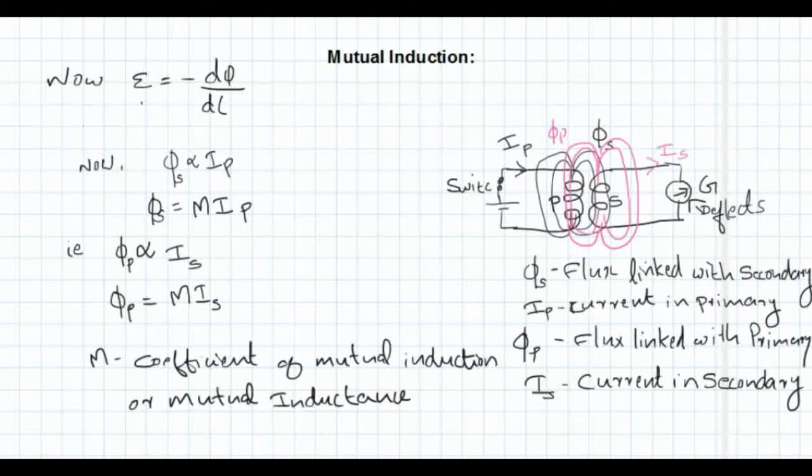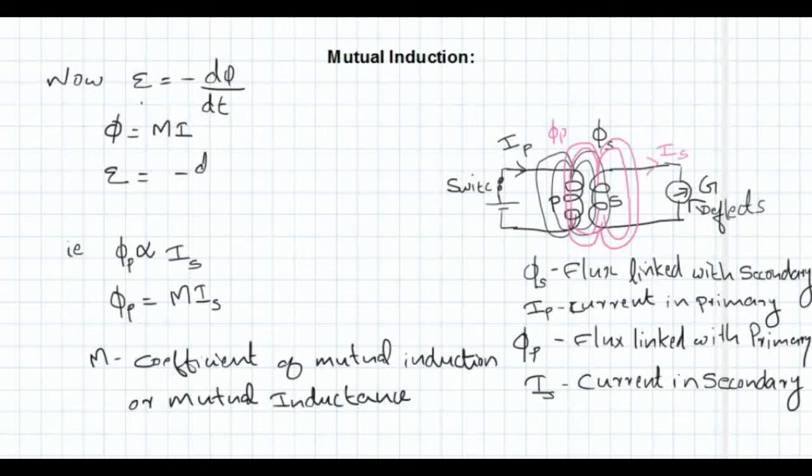And before that, we may find the induced EMF. What is induced EMF? From the previous classes, we know induced EMF E is equal to minus d phi by dt, right? And what is phi? In general we may write phi is equal to M into I. It is not phi s, it is not phi p. Similarly, this is not Is or Ip. In general we can write phi is equal to MI.